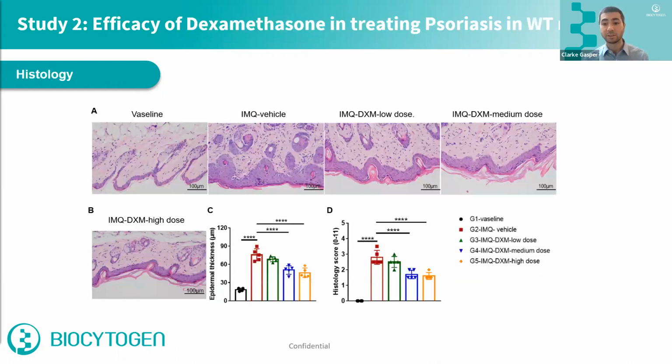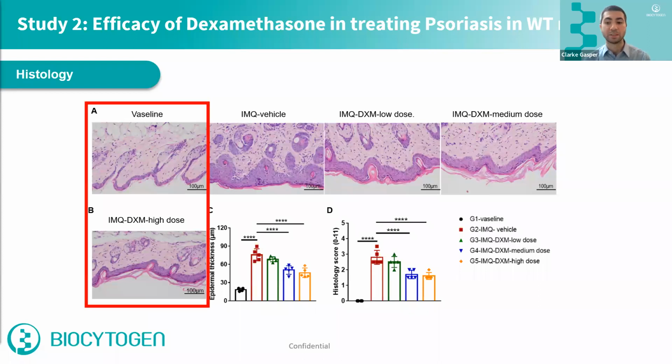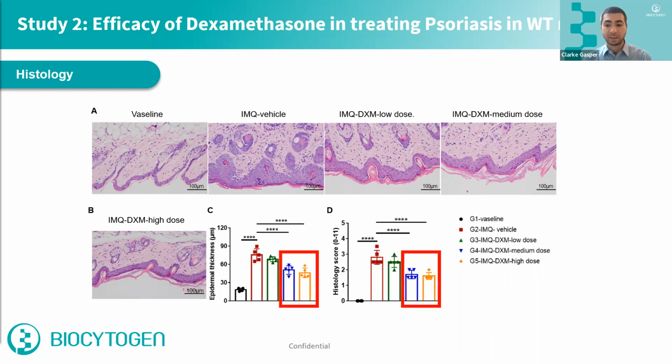Histology analysis of these mice indicates that dexamethasone inhibited keratinocyte proliferation and inflammatory cell infiltration in the skin, similar to the control group. Epidermal thickness and overall histopathology scores also indicate that the dexamethasone prevented psoriasis-like injury and skin inflammation in a dose-dependent manner.